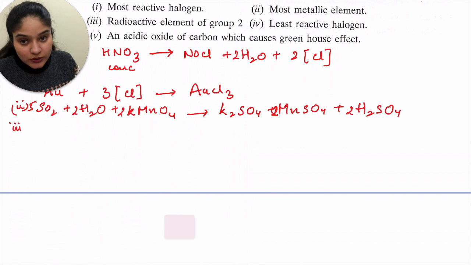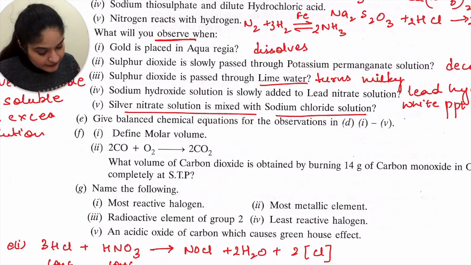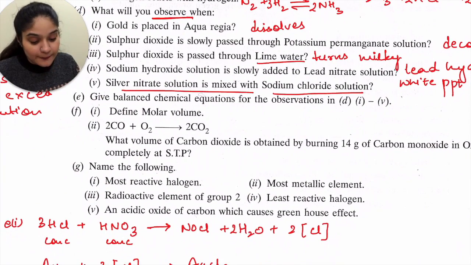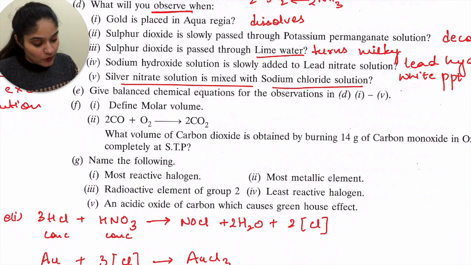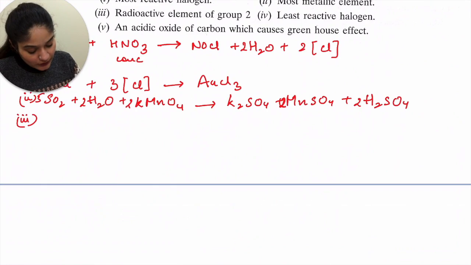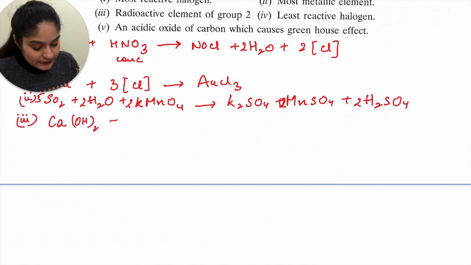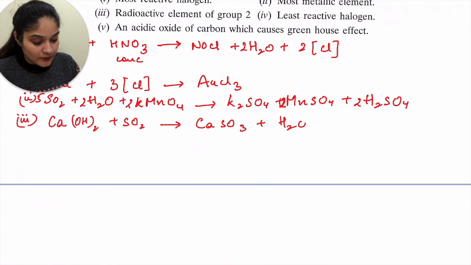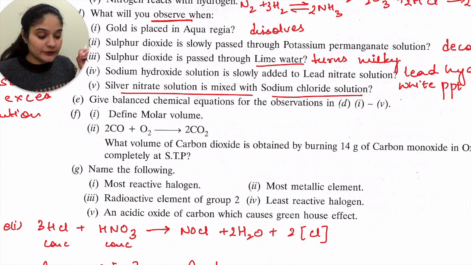Moving on to the third part. So the third part is sulfur dioxide is passed through lime water. So if you're getting lime water, what would happen? So you have SO2 with lime water. What is lime water? It is Ca(OH)2 plus SO2, that would give me CaSO3 plus water, and it looks balanced. Yes. Now the fourth part would be sodium hydroxide solution is slowly added to lead nitrate solution.